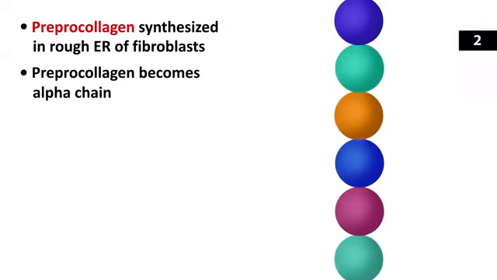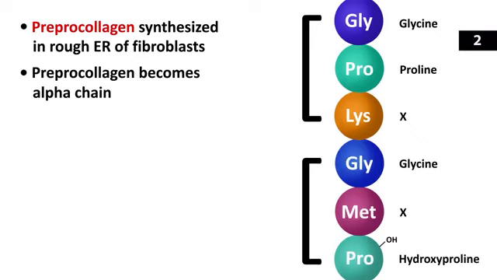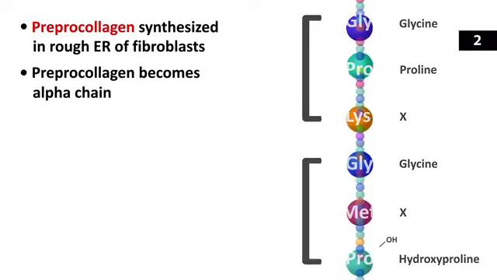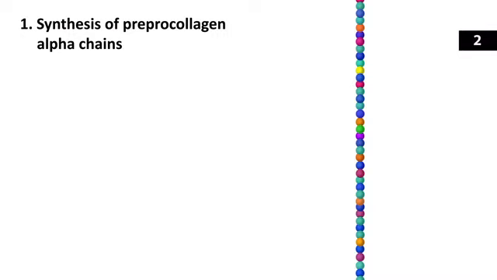These alpha chains have a very unique structure. You either have glycine, proline, X, where X is any other amino acid, or you have glycine, X, hydroxyproline. Now, there can be more than 1,000 amino acids in a row, so these are really long peptides. So that's the first step, synthesis of pre-pro-collagen alpha chains.